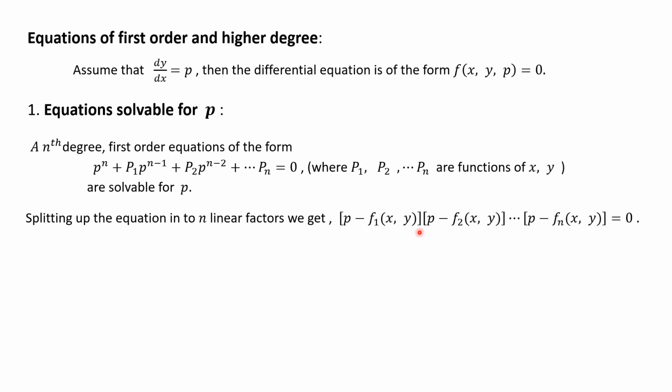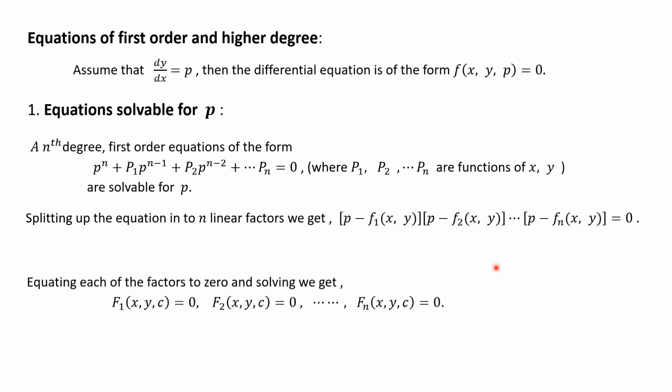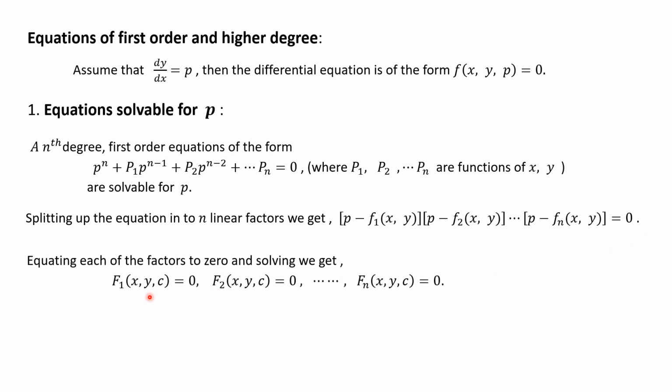So each factor we equate to 0. The next step is each factor we have to equate it to 0 and solve it. So on solving we'll get obviously n solutions. So that is f1 of x comma y comma c equal to 0, f2 of x comma y comma c equal to 0, and fn of x comma y comma c equal to 0, where c is the integral constant, arbitrary constant we have to choose.